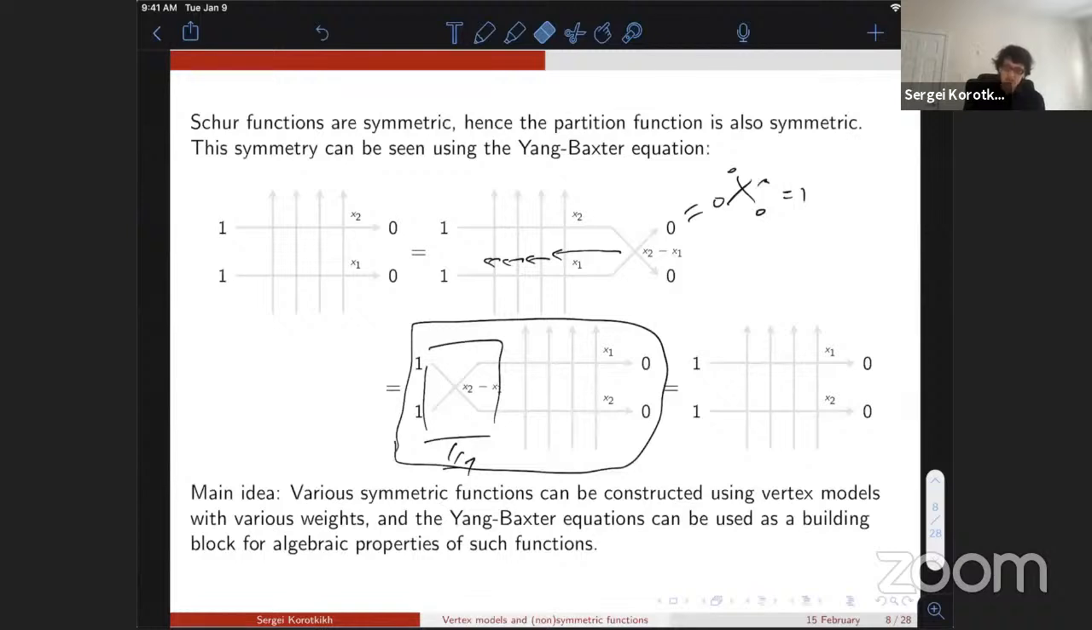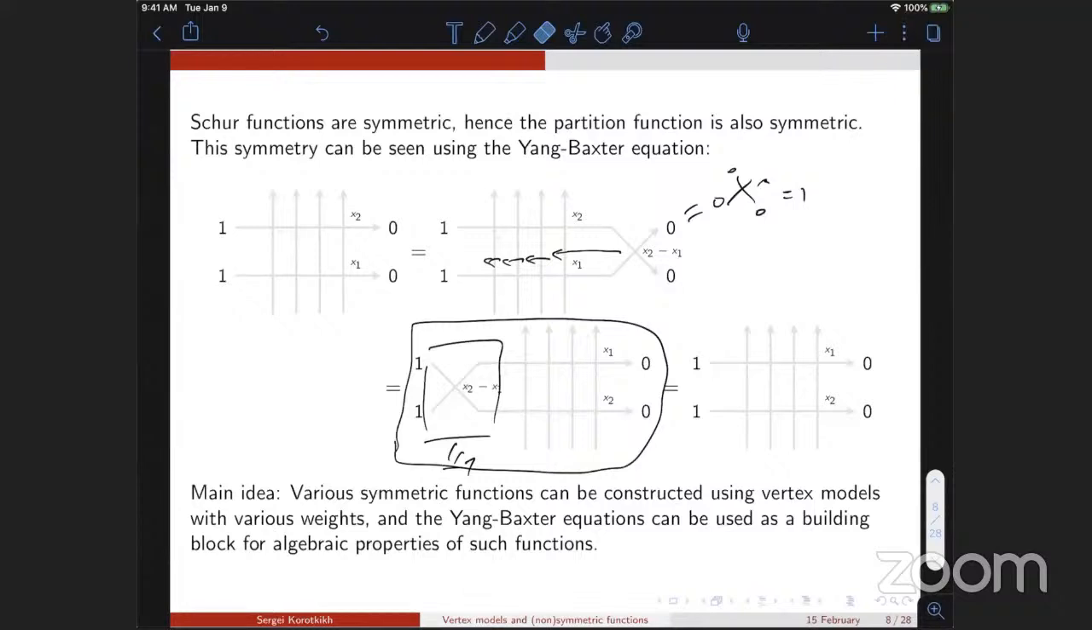I want to convey that using the Yang-Baxter equations, we can prove algebraic properties of partition functions and find connection of these properties with symmetric functions. So, Sergei, may I ask a question? Yes. There are 8 vertex models, or there are elliptic solutions to Yang-Baxter equations. Do they produce any interesting symmetric functions using the combinatorial approach?